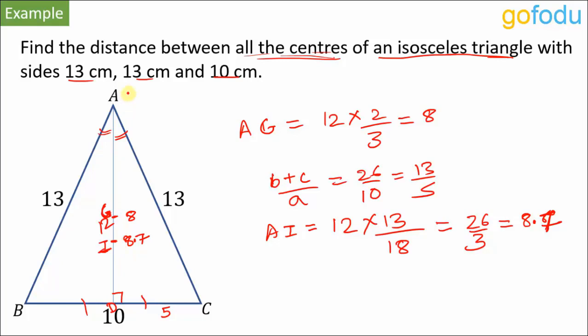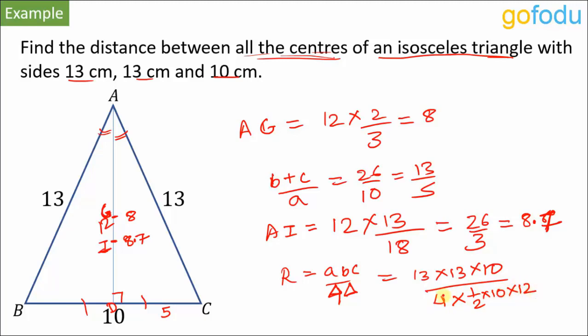Next we have the circumcenter. Circumradius is what? ABC upon 4 delta, 4 times delta. That would be 13 into 13 into 10 upon 4 times the area of the triangle, which is half, base into height, 12. 13 into 13 is 169 upon 12 into 2, 24. 169 upon 24, that is almost equal to 7. 24 7s are 168. So our circumcenter O will be somewhere here at 7 units from A.